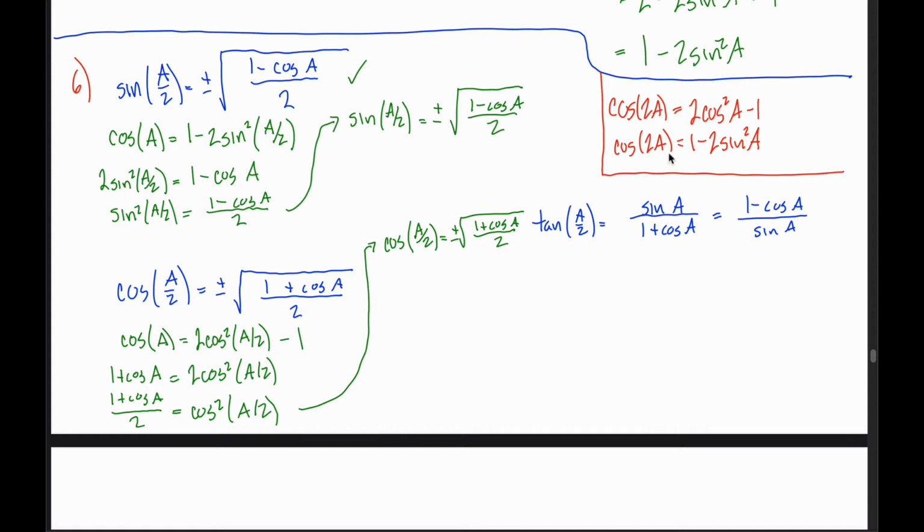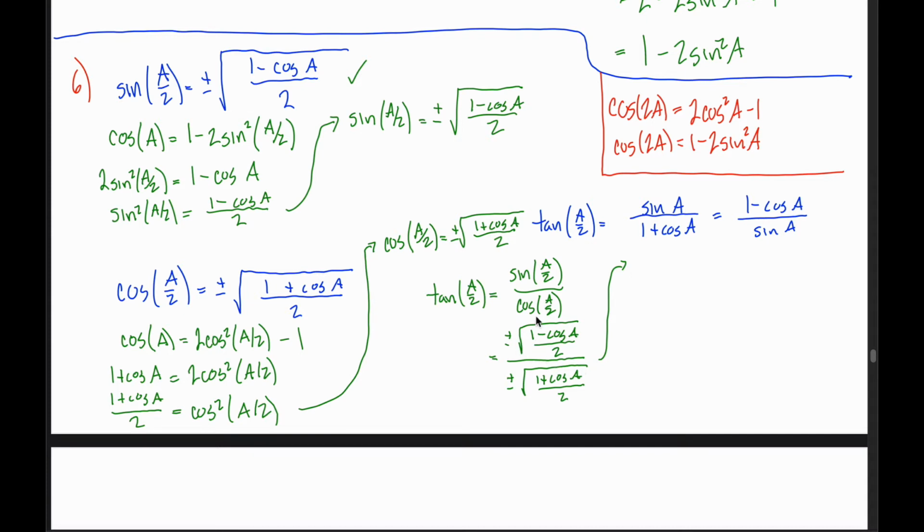But what am I going to do to come up with my tangent half angle formula? I don't have a cosine double angle formula written in terms of tangent. What am I going to do? Well, the trick that we can do is just recognize that tangent is sine over cosine. So if we know the sine of A over 2 and the cosine of A over 2, it's easy enough to come up with the tangent of A over 2 by just dividing the answers that we got in these previous two proofs. It's kind of a mess to look at, but we can clean it up pretty quickly.